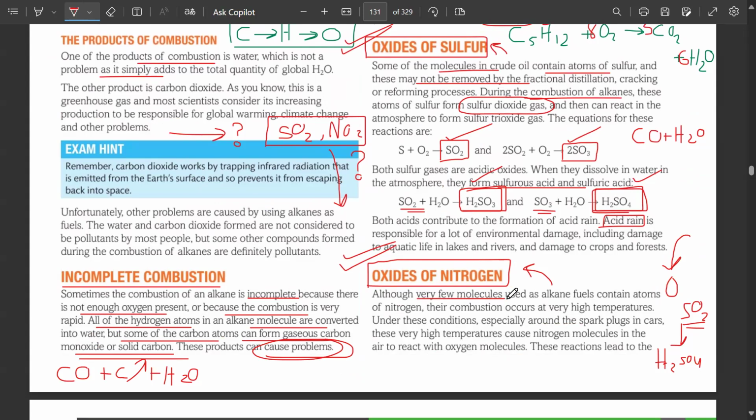Although very few molecules used as alkane fuel contain atoms of nitrogen, their combustion occurs at very high temperatures. Why do you think? Combustion of nitrogen means reacting with oxygen to produce NO2. Combustion means burning in oxygen. Whenever we talk about the combustion of anything, you just have to react it with oxygen. Combustion of nitrogen means N2 plus O2. Combustion of methane means CH4 plus O2. Combustion of sulfur means sulfur plus O2. Combustion means reacting with oxygen. So now you tell me, why do you think nitrogen's combustion takes a lot more temperature than all of the others?